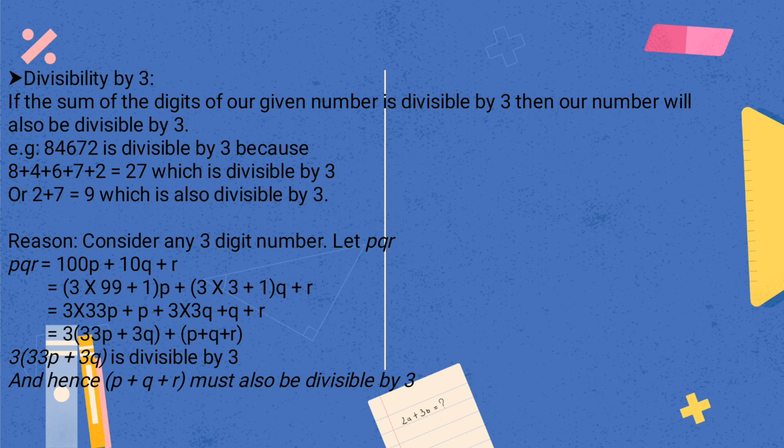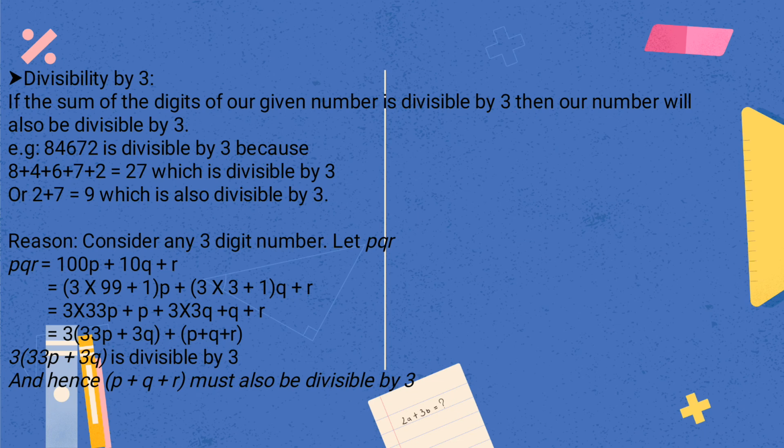Because 3 is a factor of 27, and a factor of a given number divides the number completely. Or if you want to simplify 27 further, you can write 2 plus 7, which is 9, which is also divisible by 3. As I told you earlier, the reason stated here is not compulsory to memorize, but what you have to remember is how to check whether a number is divisible or not. Just go through the reason once.